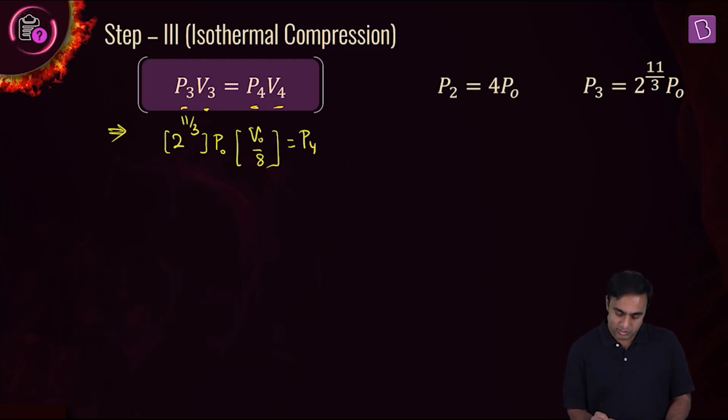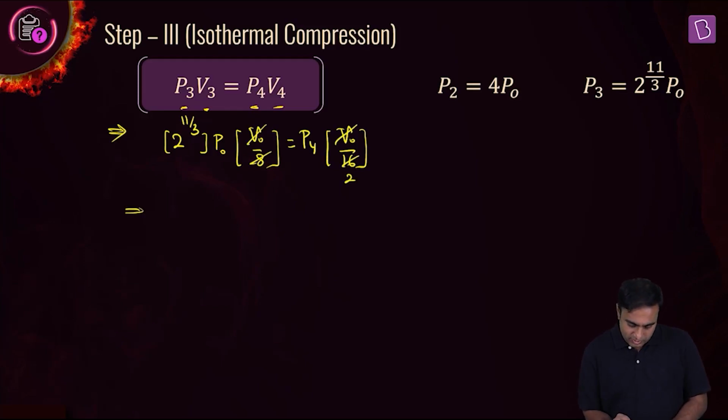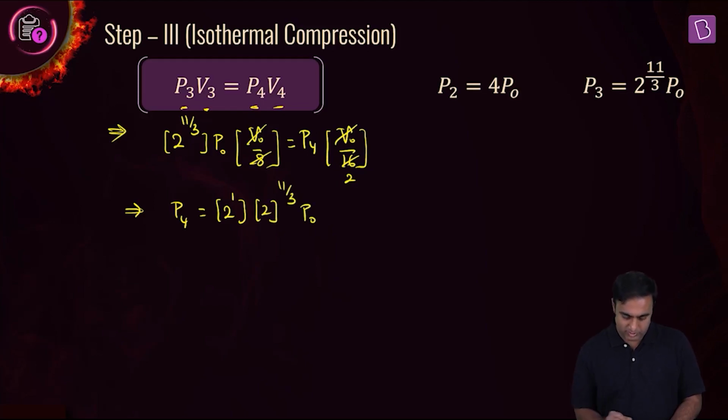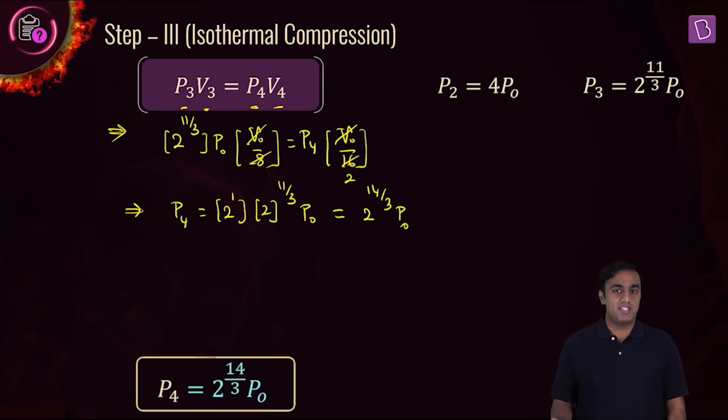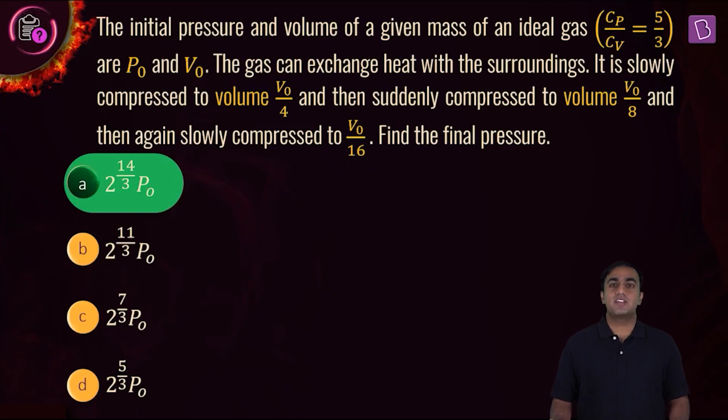That's equal to P4 into, what is V4? It's given to us. It is V naught by 16. Let's simplify. V naught and V naught will go away. That will give you 2 here. So you get P4 to be 2 to the power 1 into 2 to the power 11 by 3 P naught. And upon simplifying this, we get 2 to the power 14 by 3 P naught. And that's the pressure of the gas at the end of these 3 processes. That's your final answer. The correct option for this question is A.